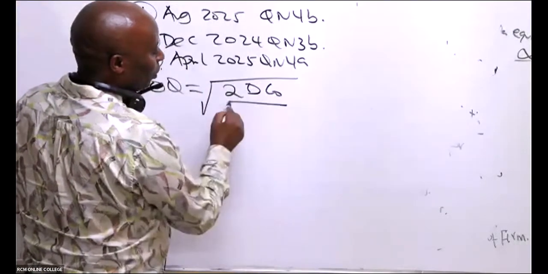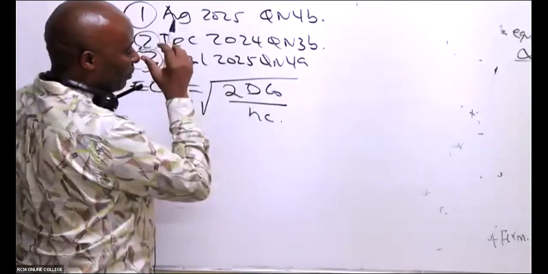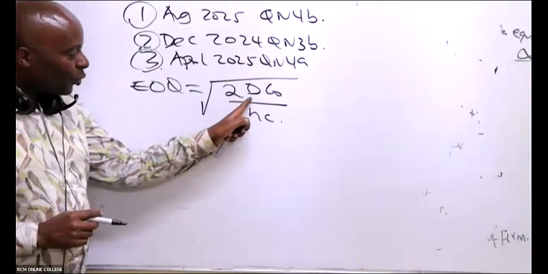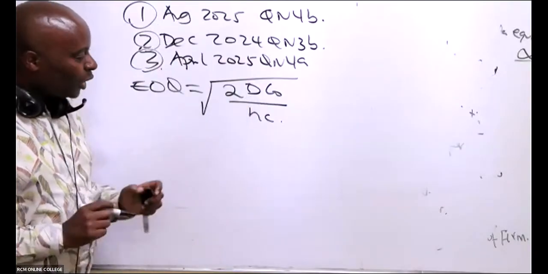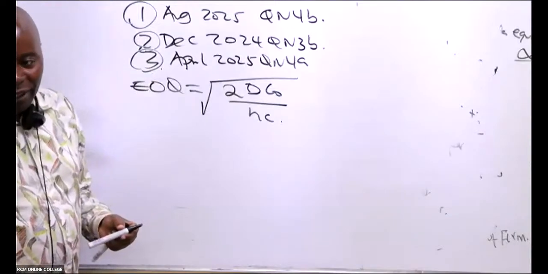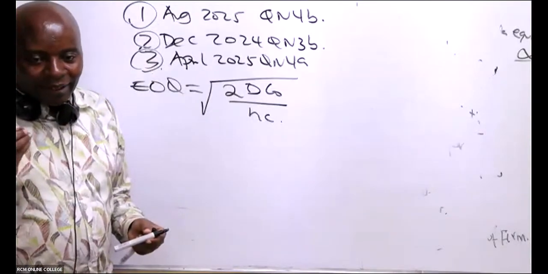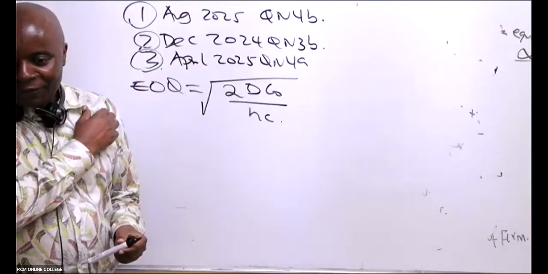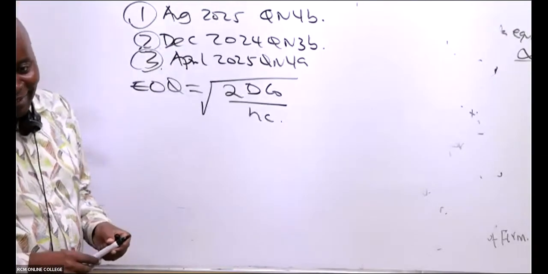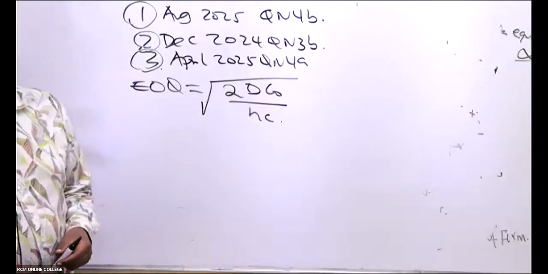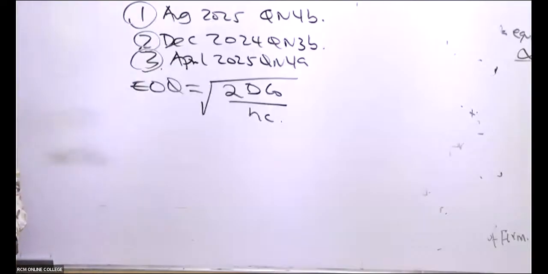2D core over HC. So this examiner here was able to take these people down by not giving annual demand. He gave his demand in a funny way. He said that they are procuring how many units here? For 3 months, yes. So are you able to translate that to a whole year?